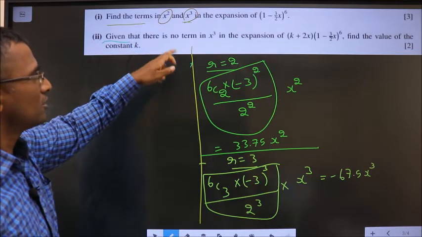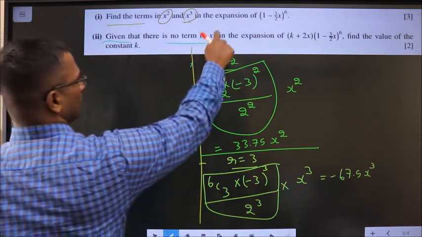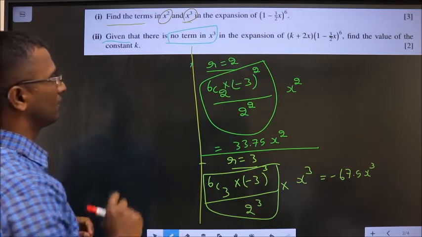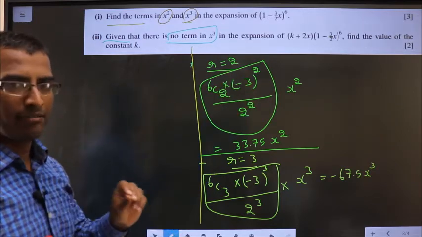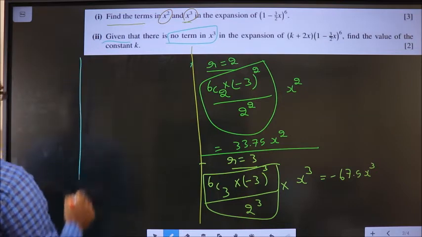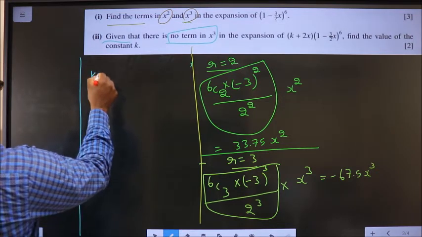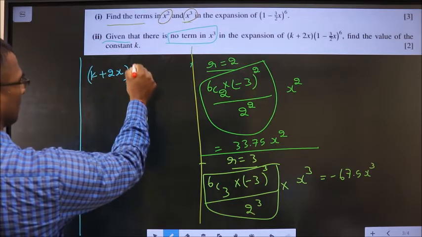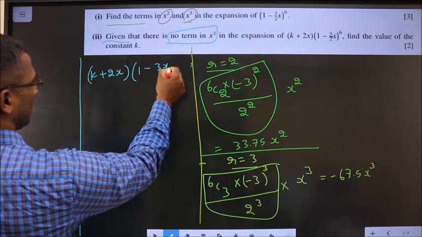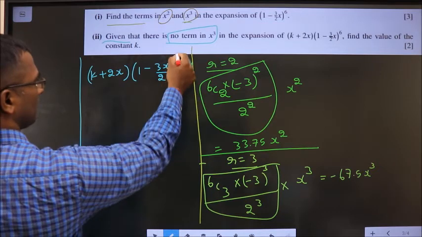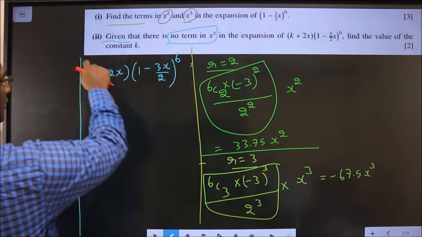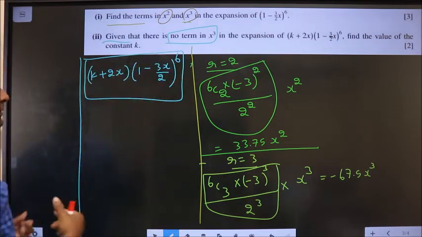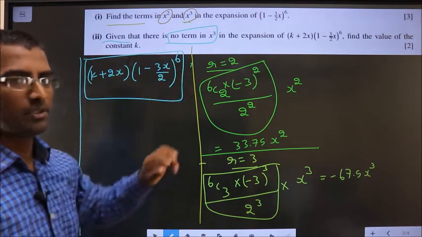Second bit. Given that there is no term in x cube in the expansion of (k plus 2x) times (1 minus 3x by 2) power 6, find the value of the constant k. He told that in this expansion there should not be any term in x cube.